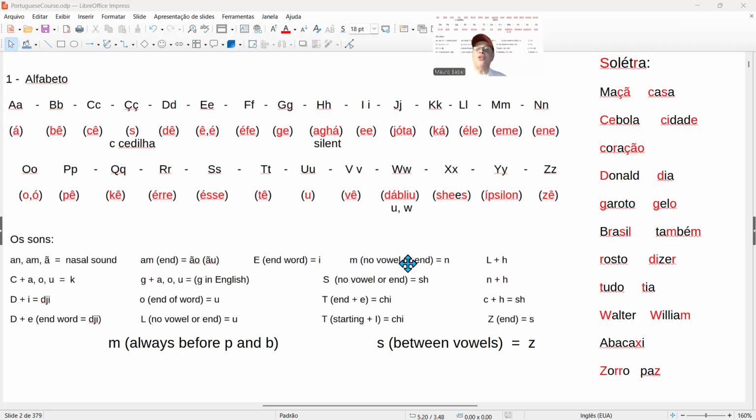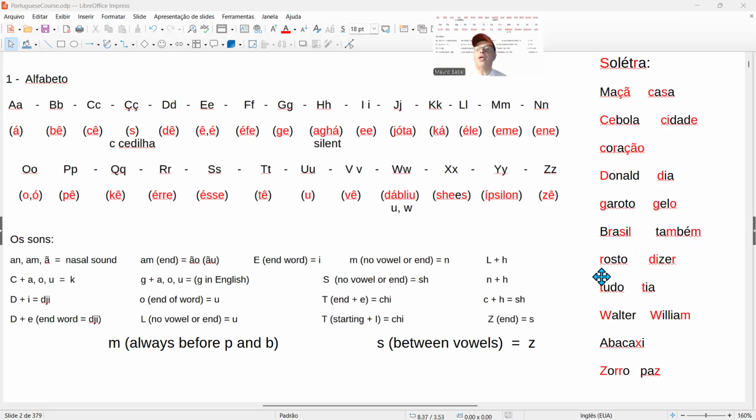Just like at the end of the word. M at the end of the word sounds like N. So, também. Repeat. Também. Again. De novo. Perfect. What's the meaning of também? Also or too. I also know it. I know it too. Também. All right? And this one.